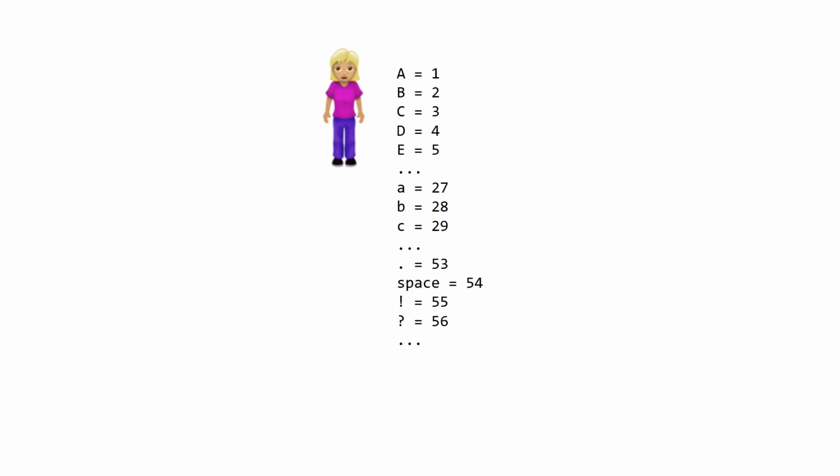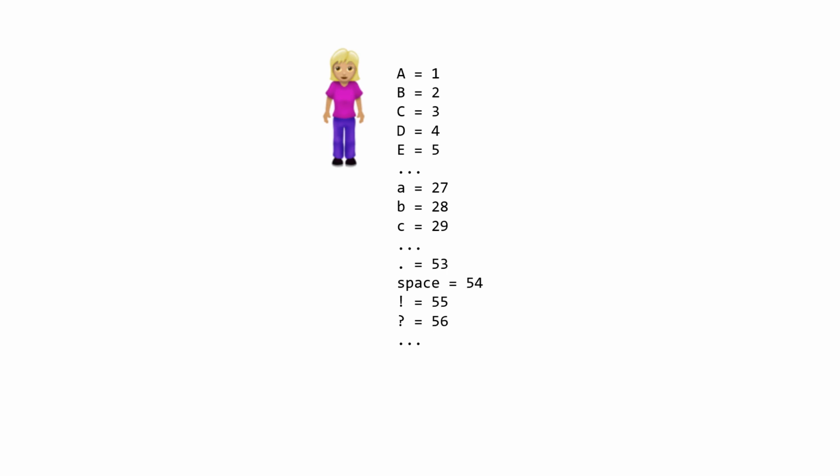If I sat you down and asked you to come up with a way to number the different letters of the alphabet, you would probably come up with a scheme like A is 1, B is 2, C is 3, and so on. What about lowercase letters? What about punctuation, such as periods, spaces, and exclamation marks? It wouldn't be a problem. You would just start assigning larger and larger numbers to these symbols.